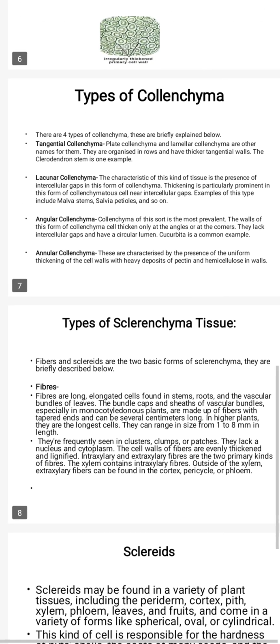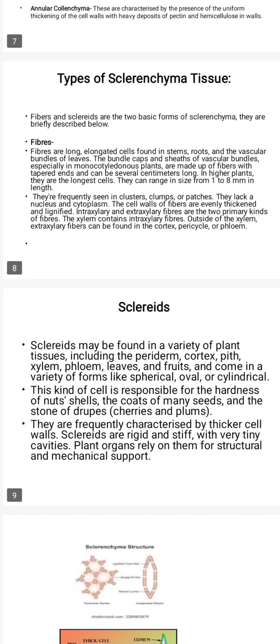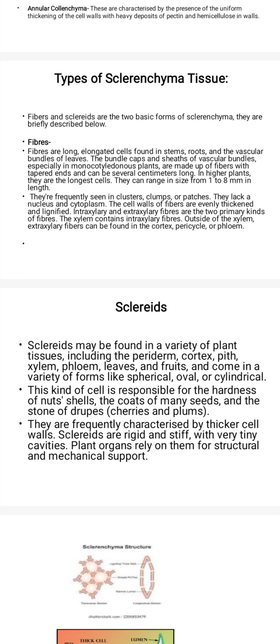Again, another type is the sclerenchyma tissue. Fibers and sclerids are two basic forms of sclerenchyma. They are briefly described below. In case of that, fibers and sclerids are there.